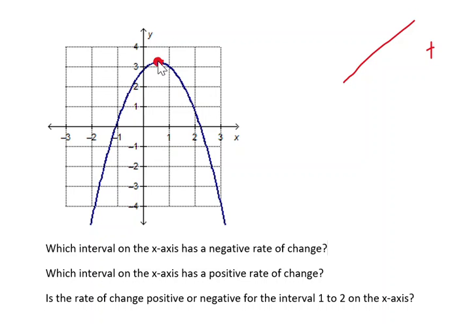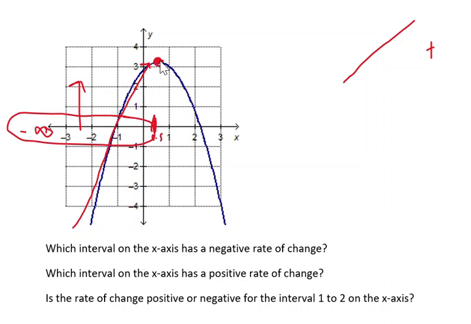So here we see the vertex is a maximum. The parabola opens down, which means we're increasing as we move from left to right. We are increasing on the left side of the vertex. So when we talk about the interval in which we're increasing, it's on the left side of the x value of the vertex. It looks like the x value of the vertex is maybe 0.5. So everything from negative infinity to 0.5 over here on this side represents an increase.